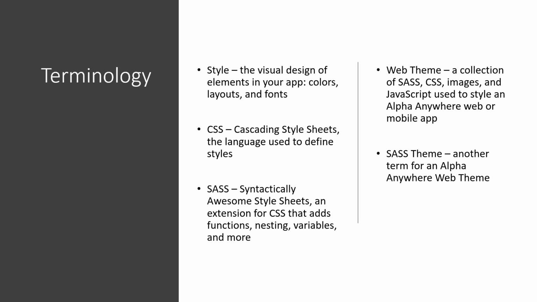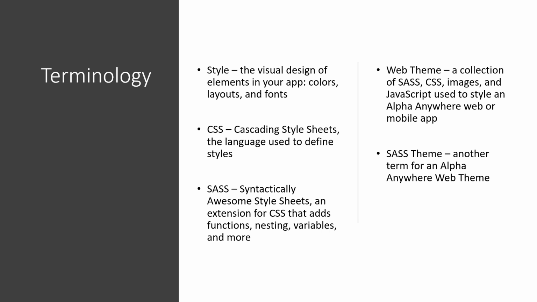In addition to CSS, you also have SASS, which is syntactically awesome style sheets. And it's a language extension for CSS that adds a bunch of stuff like functions for doing calculations of colors, or nesting your CSS declarations in a little block to make things easier to manage and read, as well as creating variables, which would allow you to define something like a color in one place and use it throughout your entire application and only have to update it in that one place, as opposed to copying the same CSS color value around everywhere.